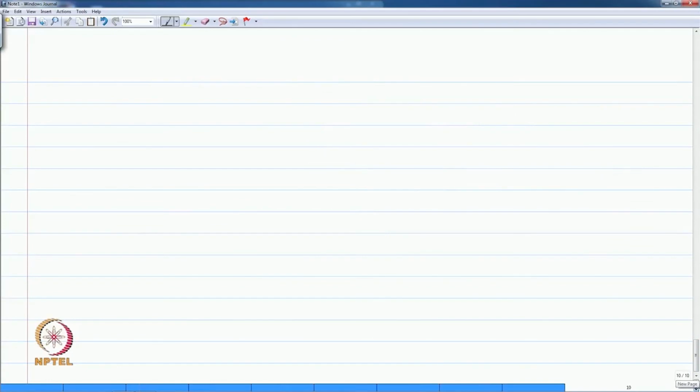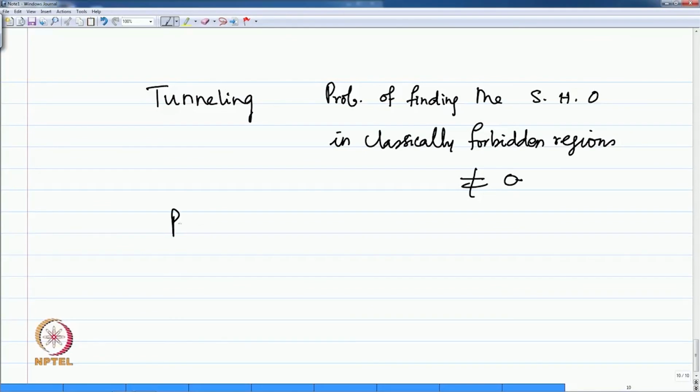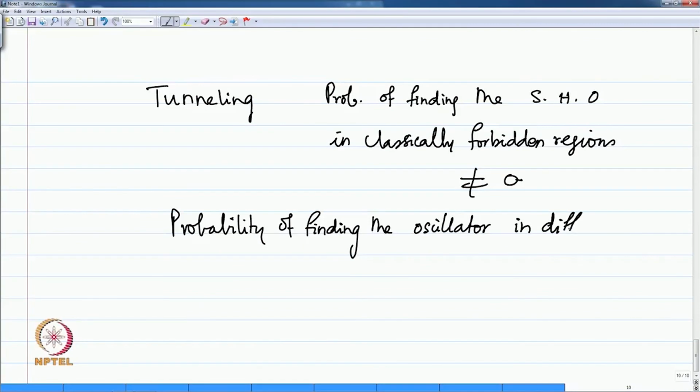Second, tunneling: probability of finding the oscillator, the simple harmonic oscillator, in classically forbidden regions is non-zero. Third, probability of finding the oscillator in different regions is different for different energies.